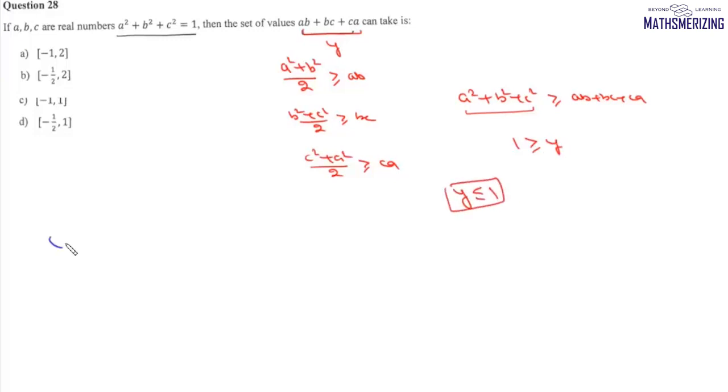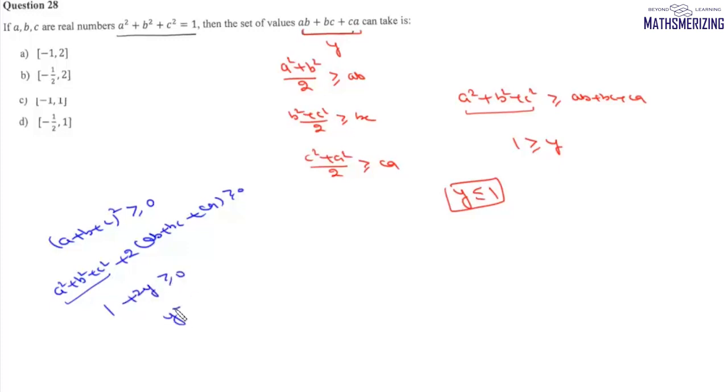Now for the lower bound, we can take this expression, which is a plus b plus c whole square. And we know that the square of any number is always greater than or equal to 0. So we can write a square plus b square plus c square plus 2 times ab plus bc plus ca is always greater than or equal to 0. Now this value is 1, so y is always greater than or equal to minus 1 by 2. So the value of y will always be greater than or equal to minus 1 by 2 and less than or equal to 1. So y belongs to this set, from minus 1 by 2 to 1, and that's your option number D.